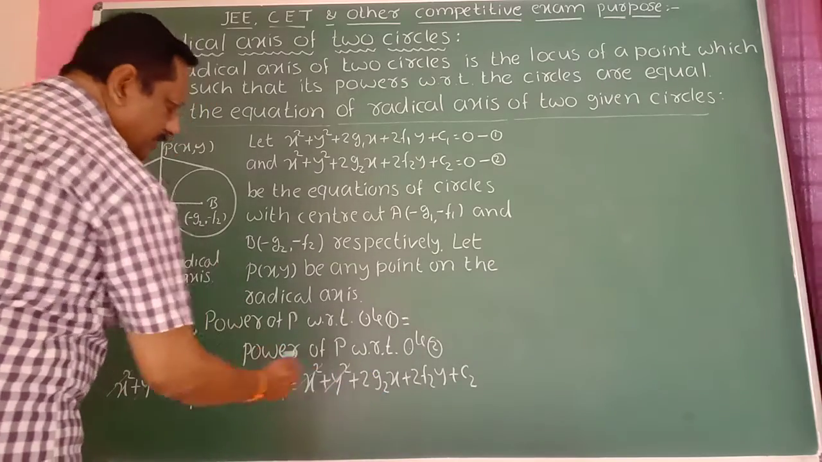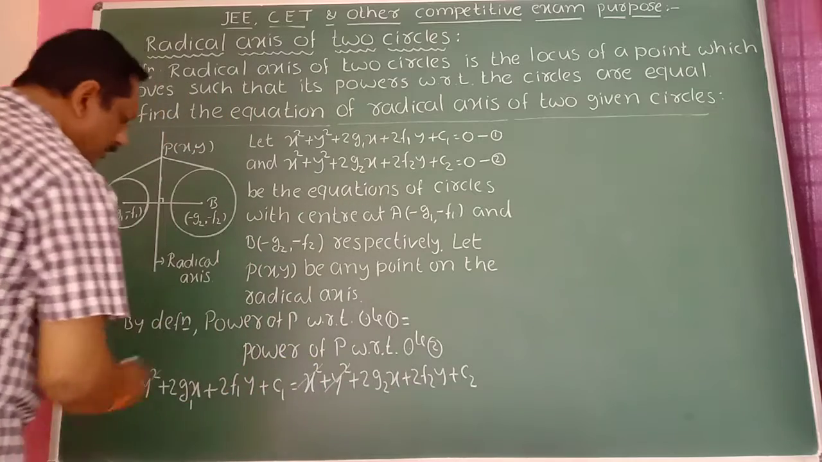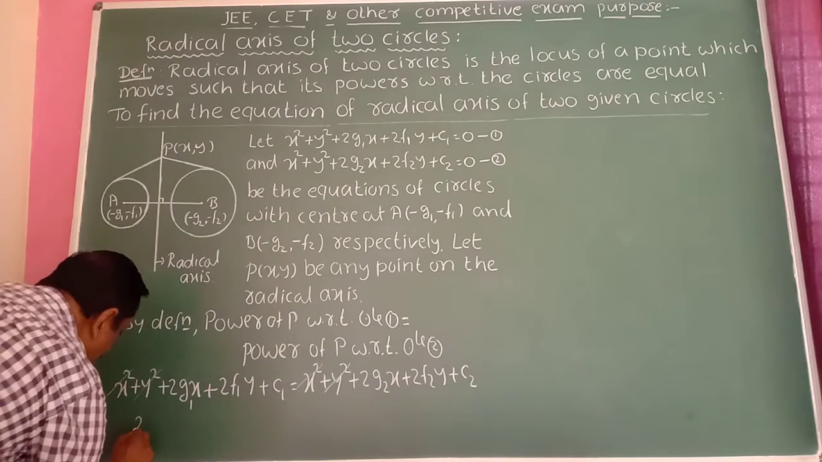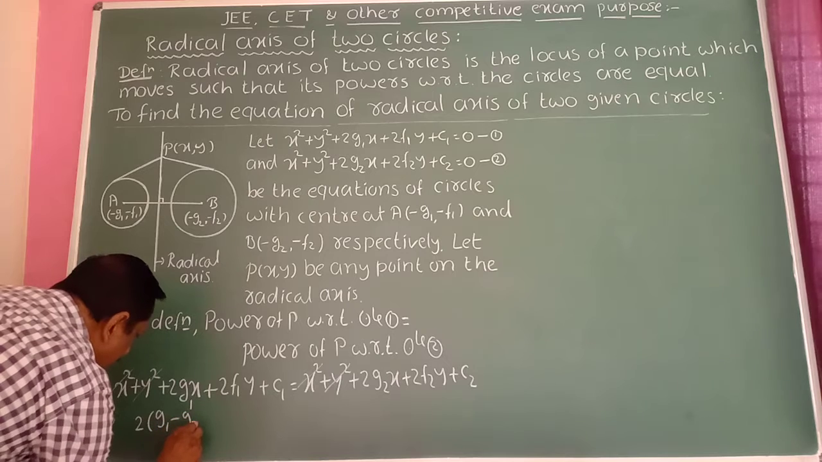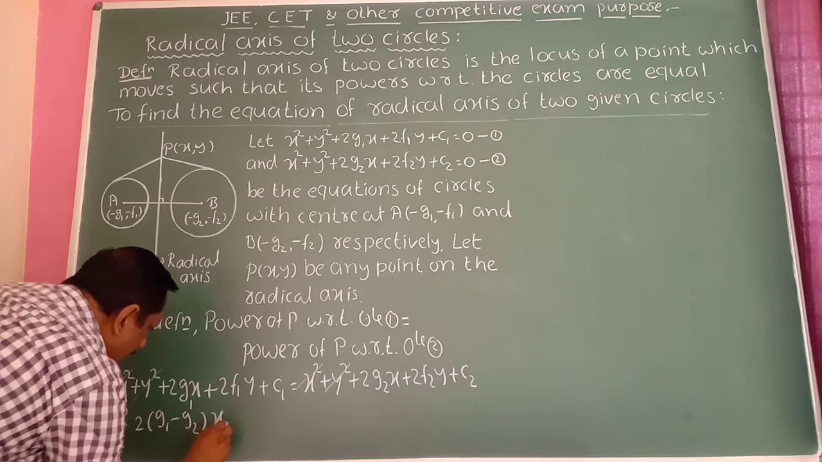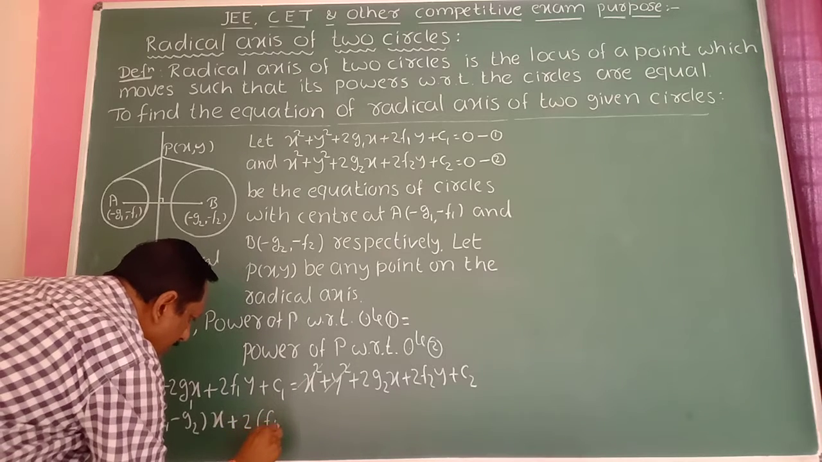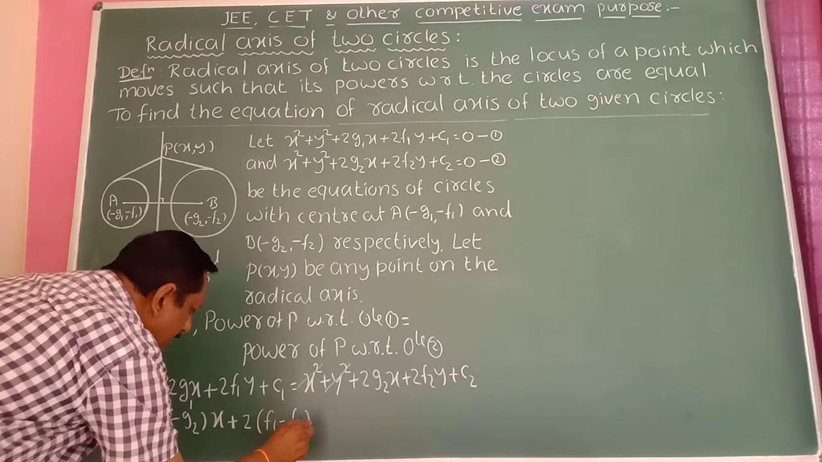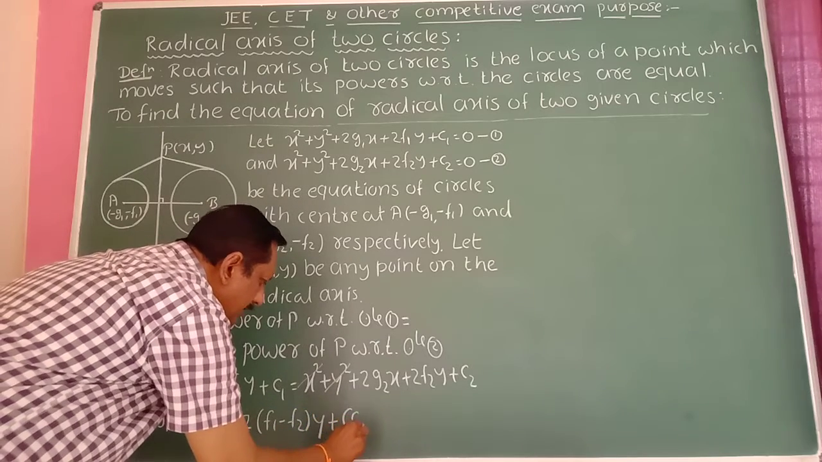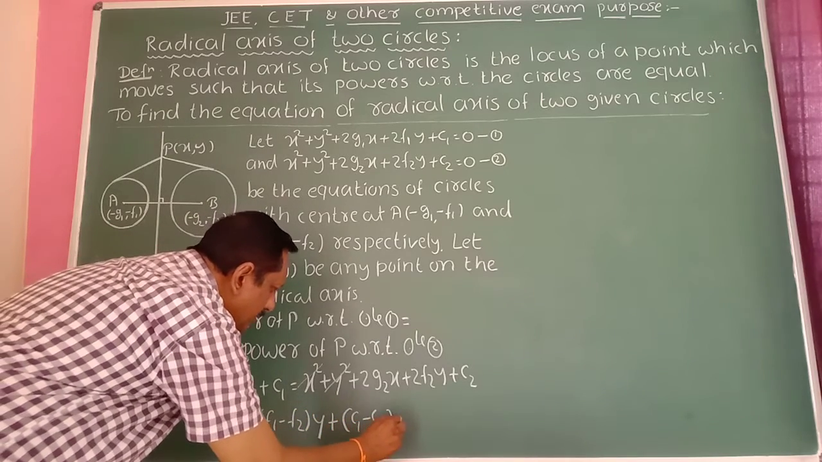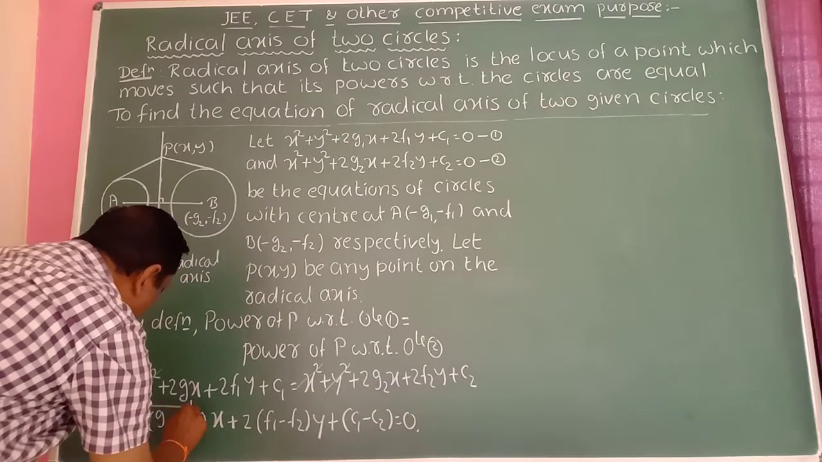Take these terms to the left side. Here 2x, and here also 2x, so 2x is a common factor. Therefore 2 into (g1 minus g2) into x plus 2 into (f1 minus f2) into y plus (c1 minus c2) is equal to 0. So this is the radical axis.